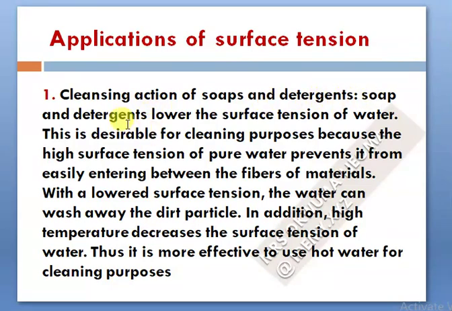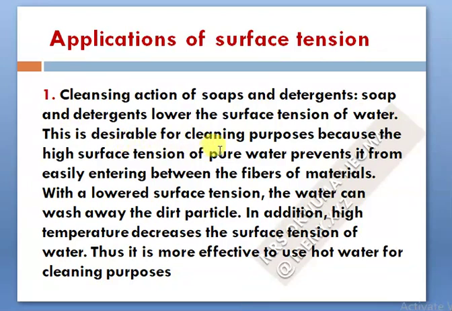Now, soaps and detergents, they lower the surface tension of water. Soaps and detergents, they do what? They reduce or lower the surface tension of water. That is why you'll be able to wash your oily material. For you to wash it to be very clean, you can use hot water to be easier for washing.